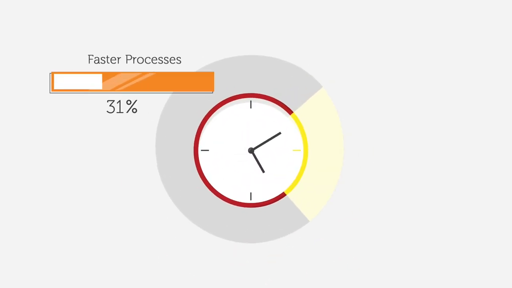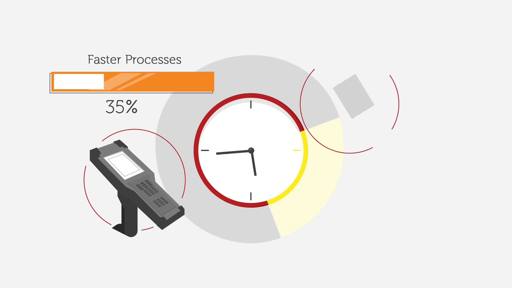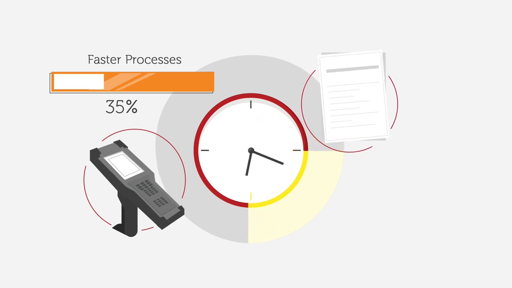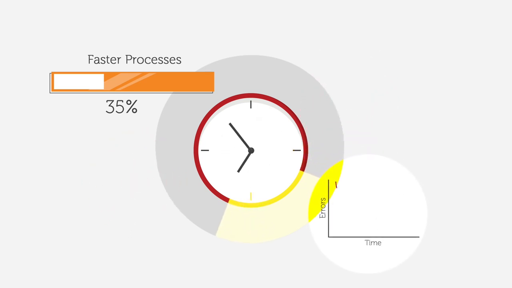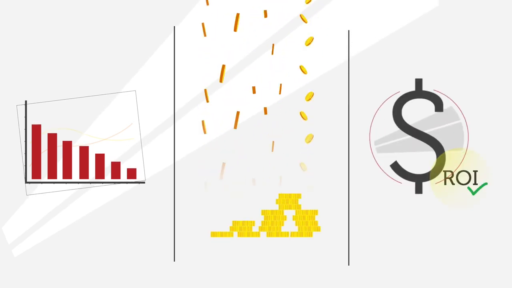The process speed is increased by up to 35%, especially compared to RF guns and paper lists. Plus, the error rates for wrongly picked or misplaced items go down to nearly zero. This saves time and money, so the investment pays for itself within only a few months.